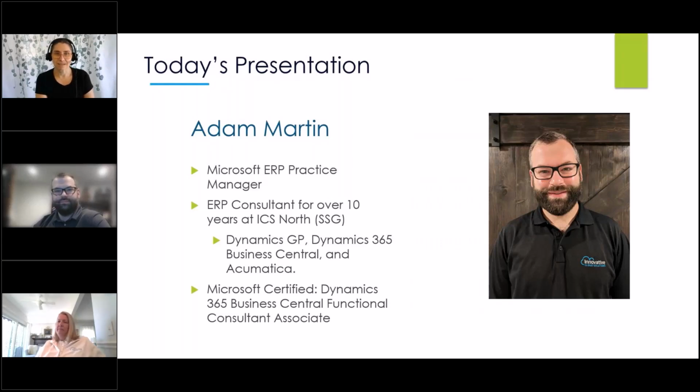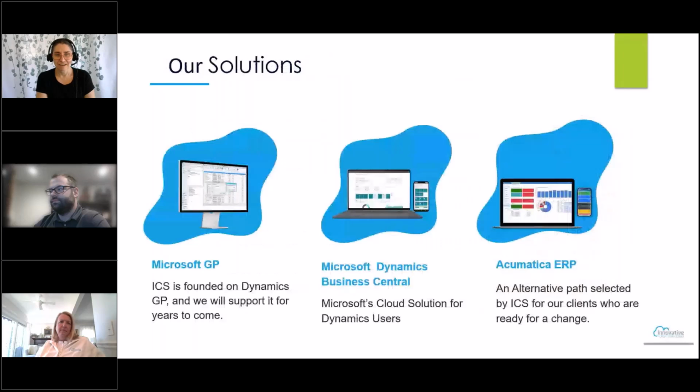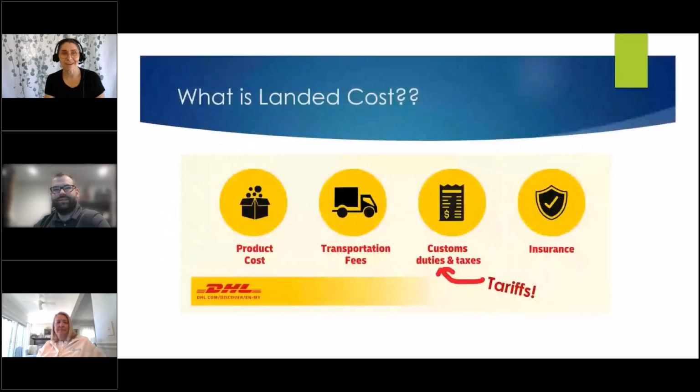All right, so next slide. This is our slide where we talk about our three solutions, but you've already heard that. Our core that we've been doing for a long time is GP, a legacy on-premise accounting software, but we also do two cloud software, Microsoft Dynamics BC and Acumatica. And I believe we are going to get started, correct? Oh, no, we're talking about landed costs.